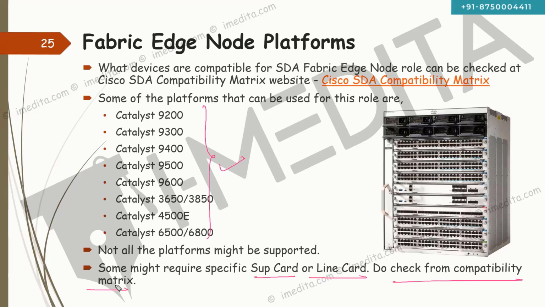There are different models of, for example, the 3650 series switch platform. Some came way before, some came later, like the other one. So not everything is going to be supported. You need to check it from the SDA compatibility metrics: what platforms are supported for the fabric as node?